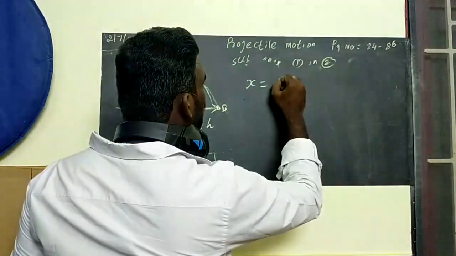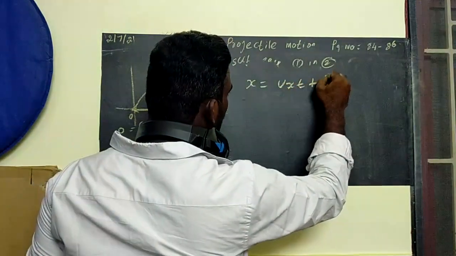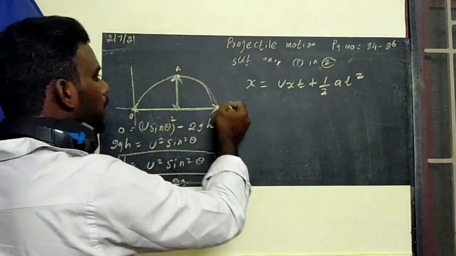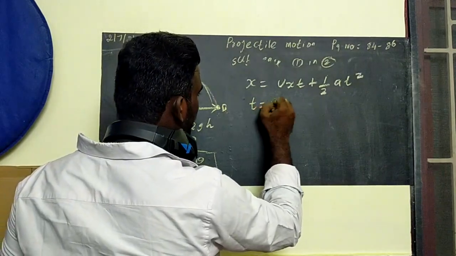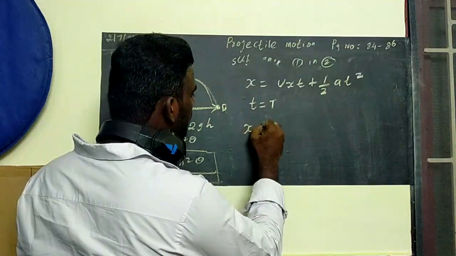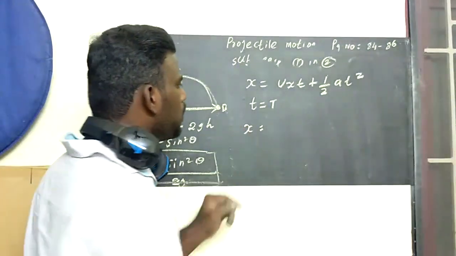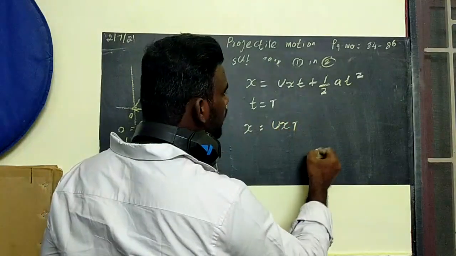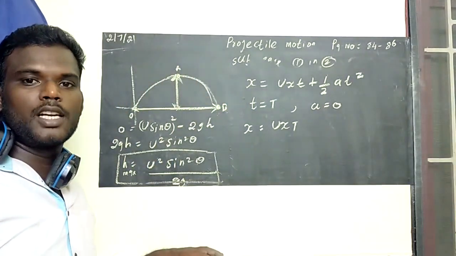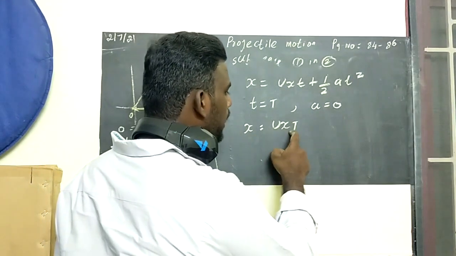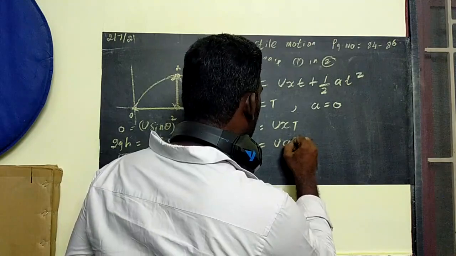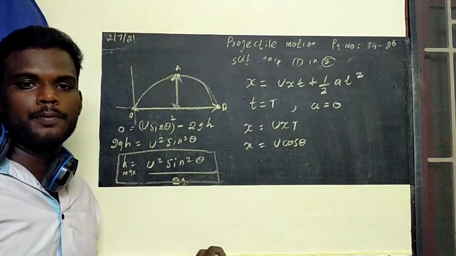That is, we can write s = ut + 1/2 at². So this t will be the total time taken. I can replace this small t with a capital T. So I can put x = ux T, and we know that the acceleration in the horizontal will be 0. That is x = ux T. What is my ux? It is u cos theta. Is that clear?